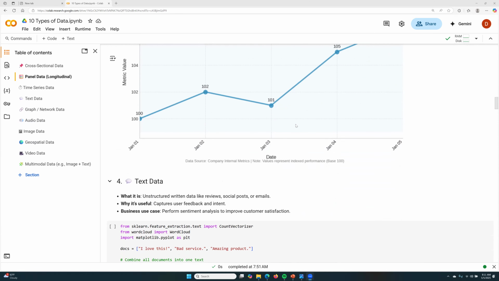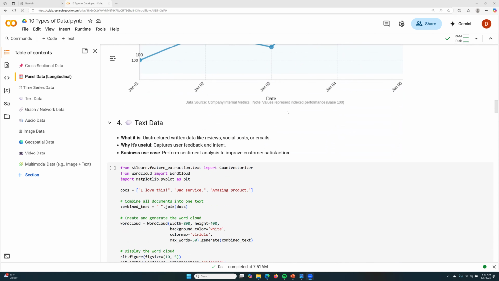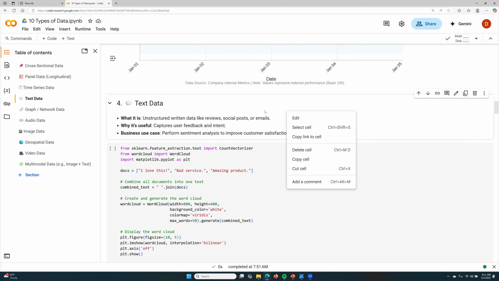Moving on to the fourth is text data. So what is it? It's unstructured written data like reviews, social posts, or emails, and it captures user feedback and intent. The business use case would be to perform sentiment analysis to improve customer satisfaction.